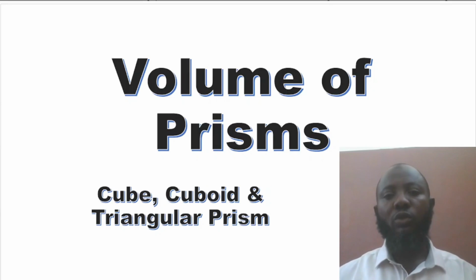So in this class, we want to continue from where we stopped. In our last video, we stopped at areas of prisms, surface area of prisms. So in this video today, we want to look at volumes of prisms. And we're going to still focus on these three solids, which are cube, cuboid, and a triangular prism. So how do we calculate their volume? Those are the things we want to look at.